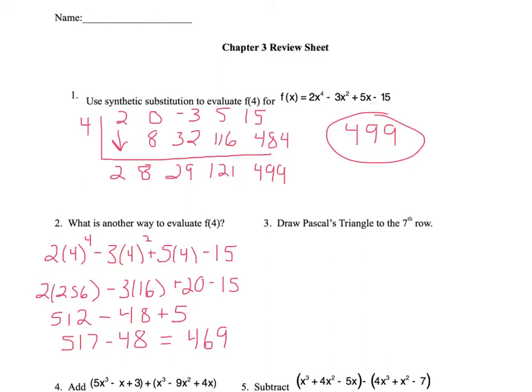So let's see if we made a mistake above, because we should get the same answer. So I'm going to go back to number 1 and see if I made a mistake with any of my math. Oh, I see my mistake. This 15 should have been negative. There we go. So then 484 minus 15 would be, let's erase the 9 right there, 469. So that's kind of a good way that you can check your work. All right.